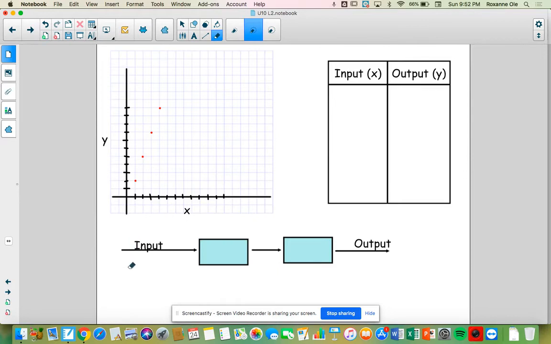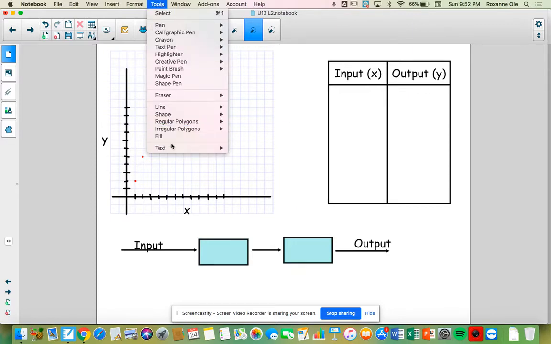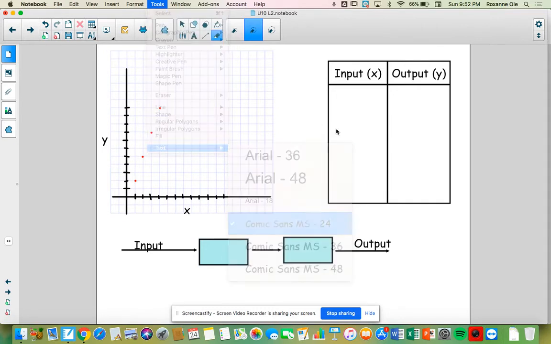The last type of question is when they give you just a graph and you have to find the input and output and the function in the input-output machine. Well, how in the world are we supposed to do that? Well, let's look at it carefully together.